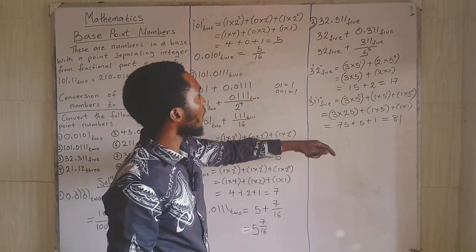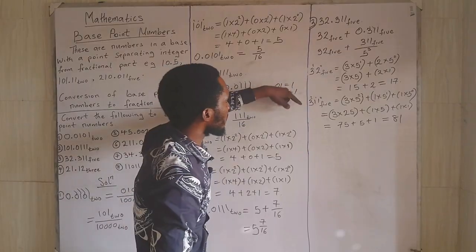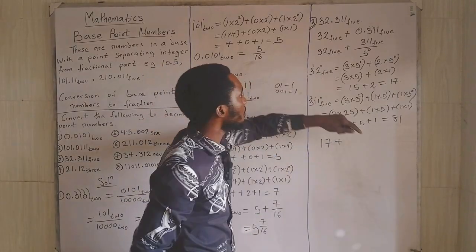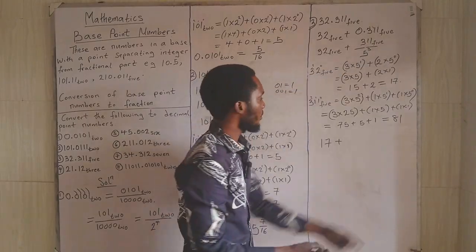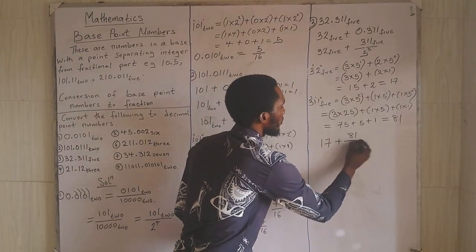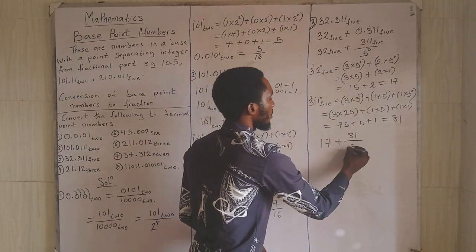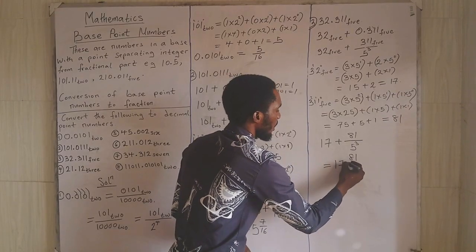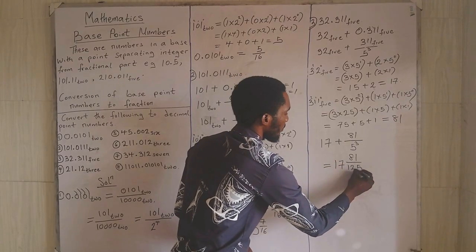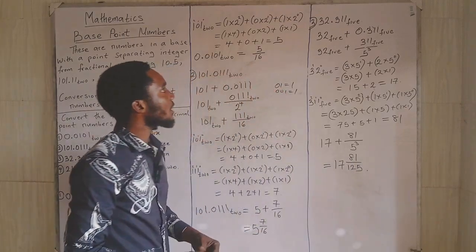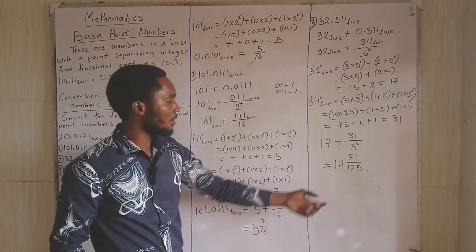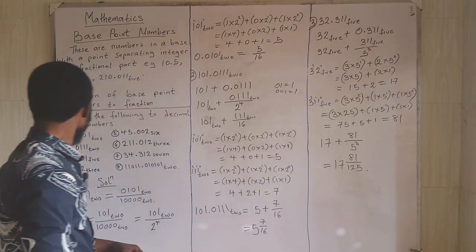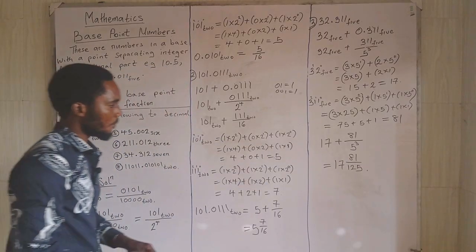So what do we have now? 32 base 5. And what is 32 base 5? That is 17. Plus 311 base 5. That is 81 over 5 raised to the power of 3. This is equal to 17 whole number 81 over 125. So the fraction of 32.311 base 5 is 17 whole number 81 over 125. Example 4.